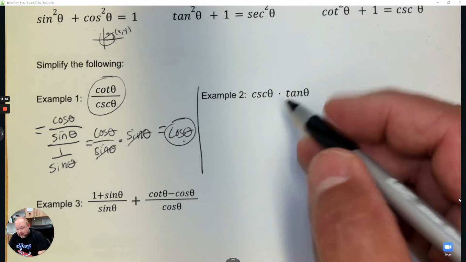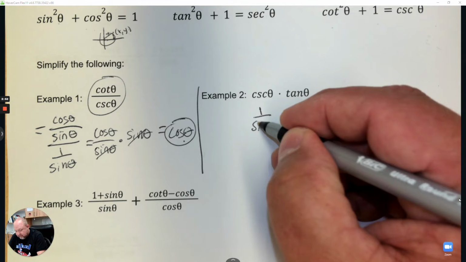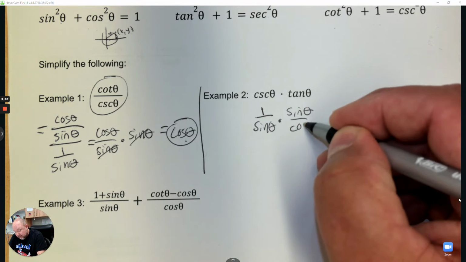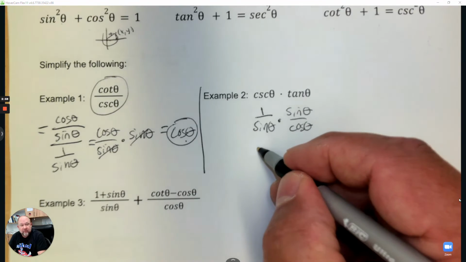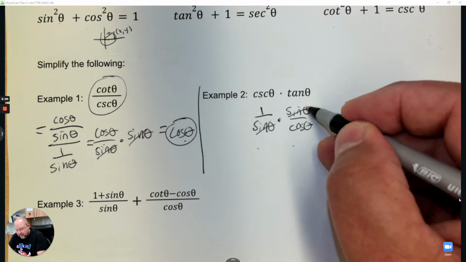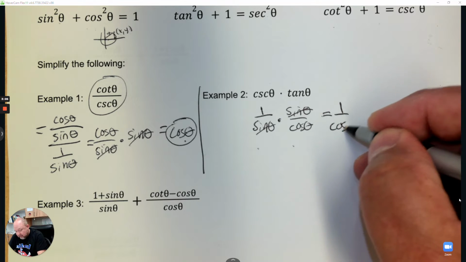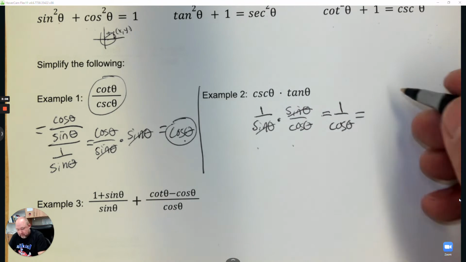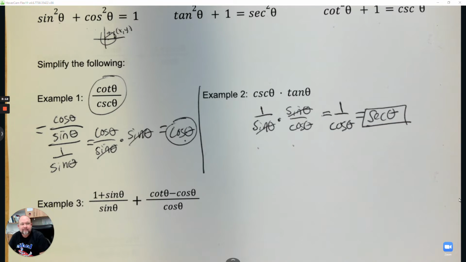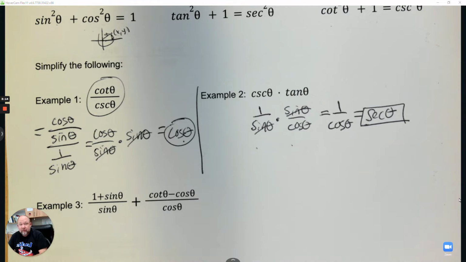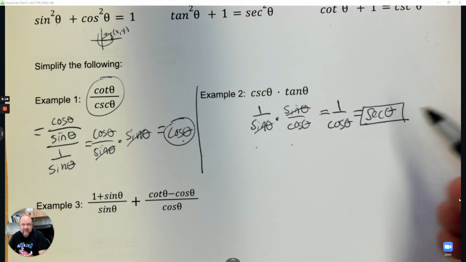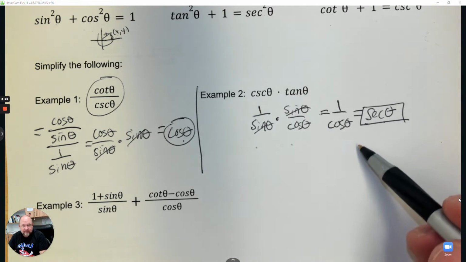Example number 2. So I'm going to change cosecant to 1 over sine. I'm going to change tangent to sine over cosine. So this is called the reciprocal identity. This is the quotient identity. Notice sine thetas divide out. I'm left with 1 over cosine theta. What's the reciprocal of cosine? And I have my answer. We try to simplify it so there's no fractions, and we're just left with one trig function at the end. That's the goal, to make it simpler.